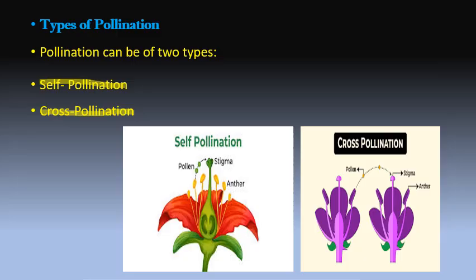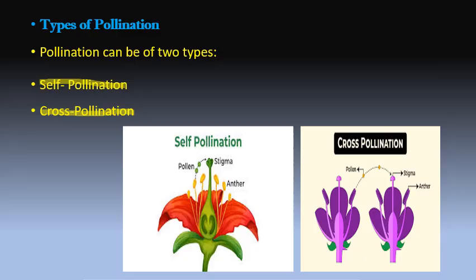There is only one plant here, so less genetic variation occurs. Common examples for this type of pollination are pea plant, wheat, and rice. These are the better examples. It does not need any external pollinators. It occurs in the same plant, in the same flower or in another flower on the same plant. So this is what we call self-pollination.